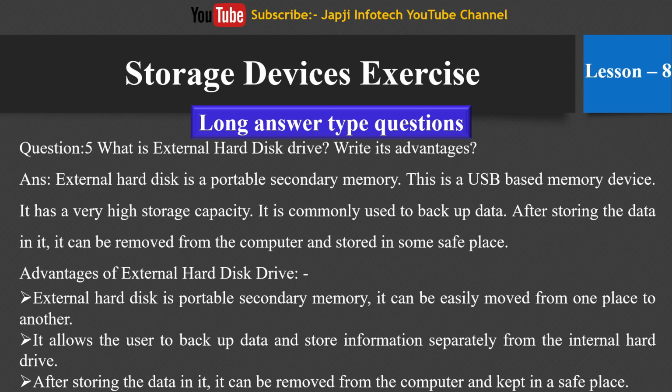The advantages of external hard disk drive are: external hard disk is portable secondary memory. It can be easily moved from one place to another. It allows the user to back up data and store information separately from the internal hard drive. And the last one is, after storing the data in it, it can be removed from the computer and kept in a safe place.